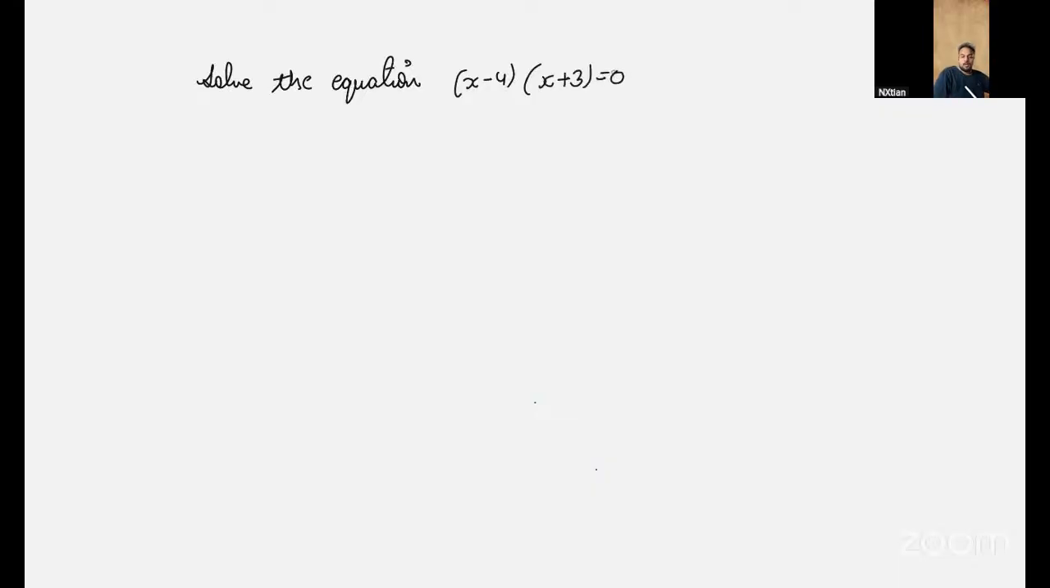Okay. Now here we have to solve this equation. Okay. So today we are going to learn how to solve a quadratic equation. Now, what is the meaning of solve? Solve means to find the value of x. Simple as that. Solve means to find the value of x. So please, everyone, turn on your camera. Okay. So are we live?